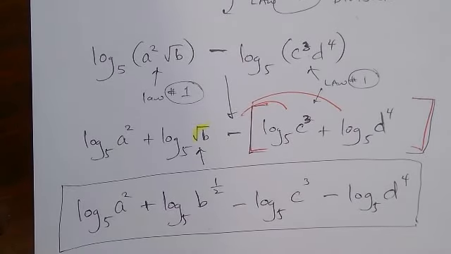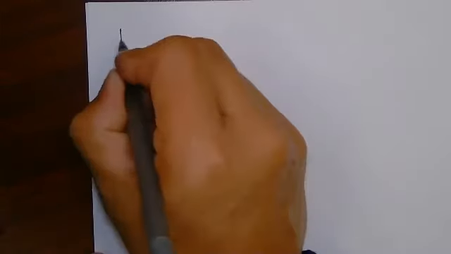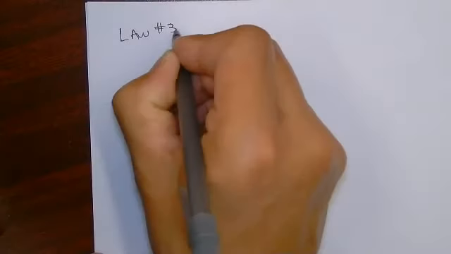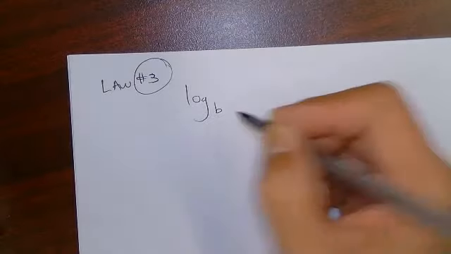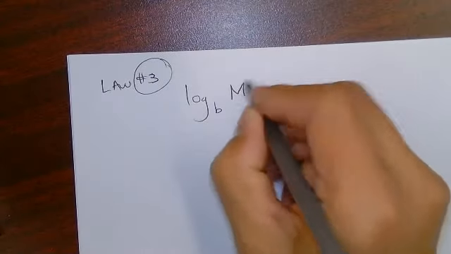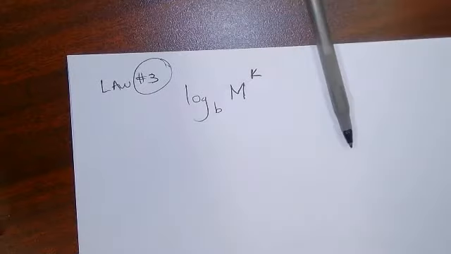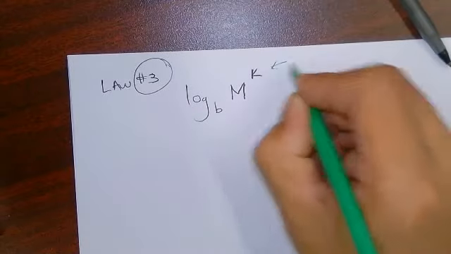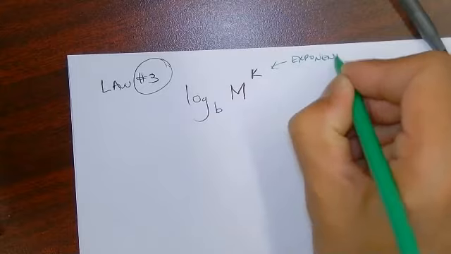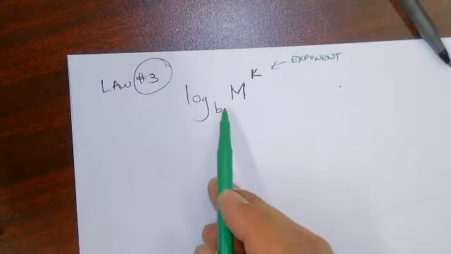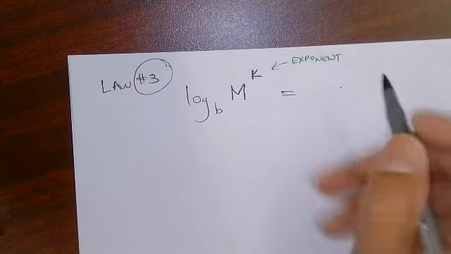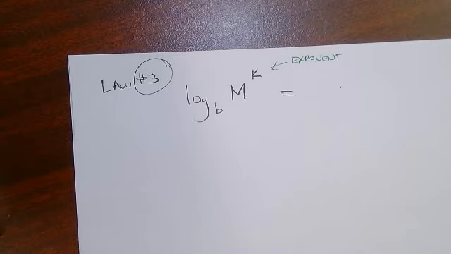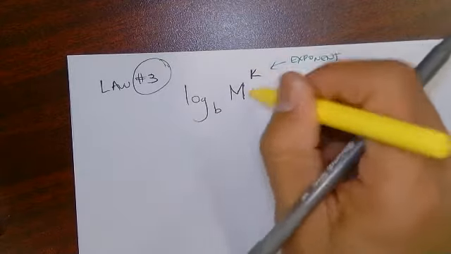Now let's see the easiest law, the last one of all. Law number 3. I'm just going to write it and you tell me what this means. Log base b of m to the k. It has to do something with this exponent. I'm going to call this exponent letter k. If you have an exponent in a logarithm like this and you have to expand it, something happens to this exponent. Let me tell you what it is. Ready? Equals, if you have an exponent, this is what it means.